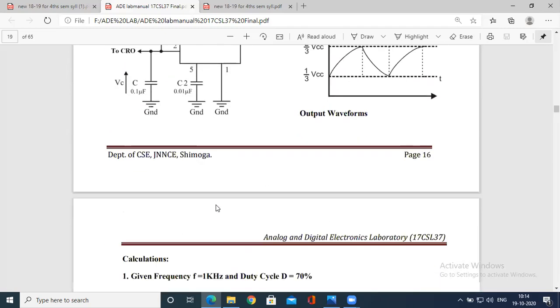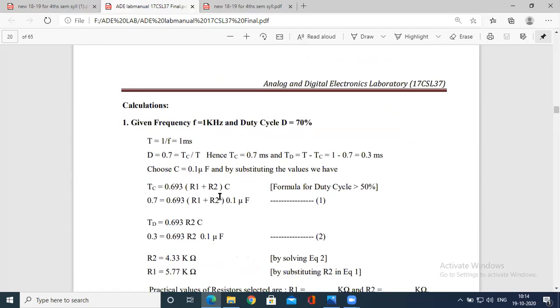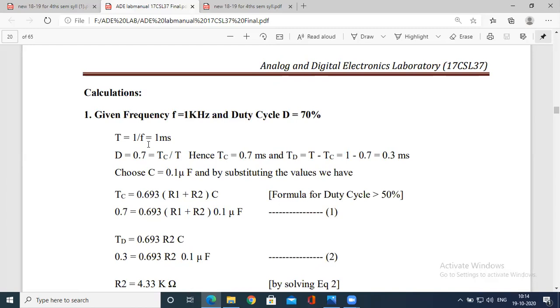Now I'm going to show you the calculations. Given frequency f equals 1 kilohertz and duty cycle equals 70%. Correct? The time period T equals 1 by f. So what is 1 kilohertz? 1 by 1000, that is 1 millisecond. You calculate the time period. Now the duty cycle is given as 70%, which means 0.7.